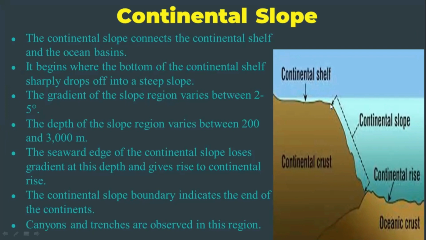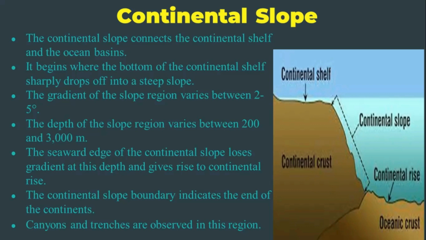Now as I have told you, this is the shelf break. After this shelf break starts the continental slope. Just see the difference over here. See the gentle slope over here and see the steep slope. Suddenly it dives down sort of into the oceanic crust. So over here, this steep slope is known as the continental slope, which is just after the continental shelf. And the slope gradient over here is more than 2 to 5 degrees.